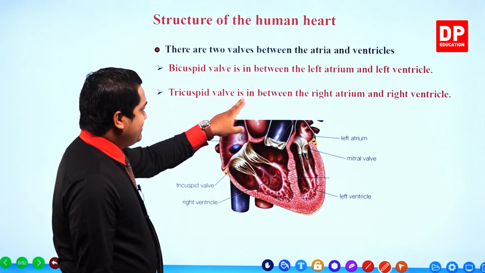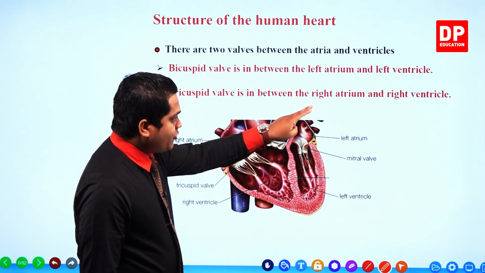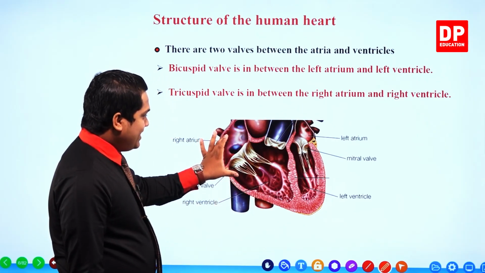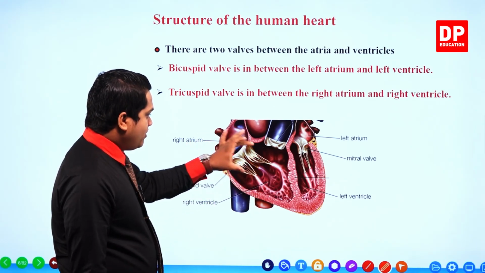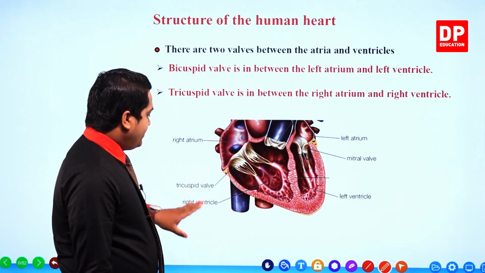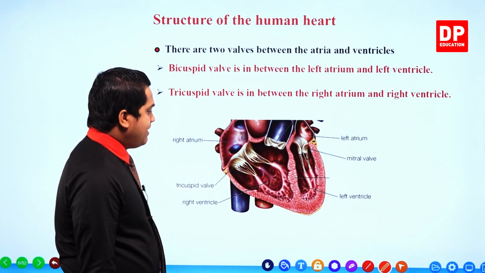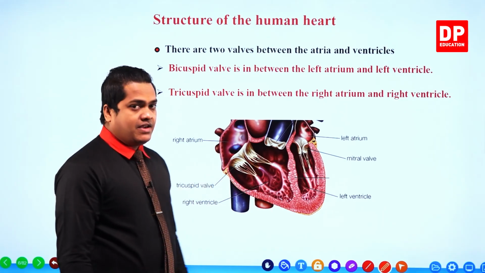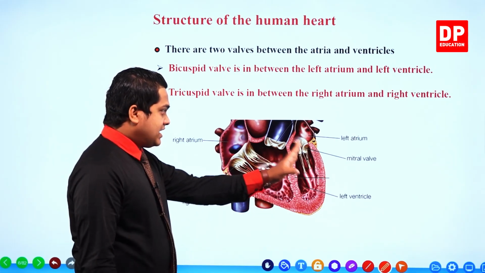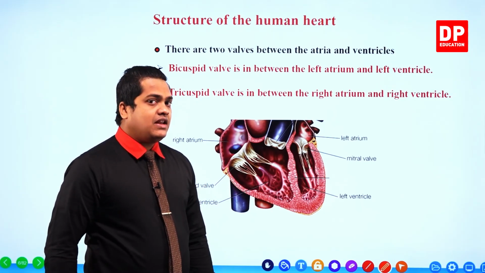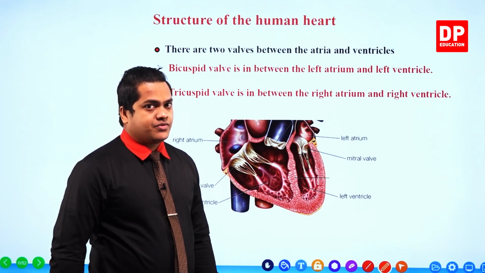The tricuspid valve is in between the right atrium and the right ventricle. Between the right atrium and right ventricle, you can observe the tricuspid valve. 1, 2, 3: there are 3 flaps at the tricuspid valve. So the bicuspid valve and the tricuspid valve, my dear children.